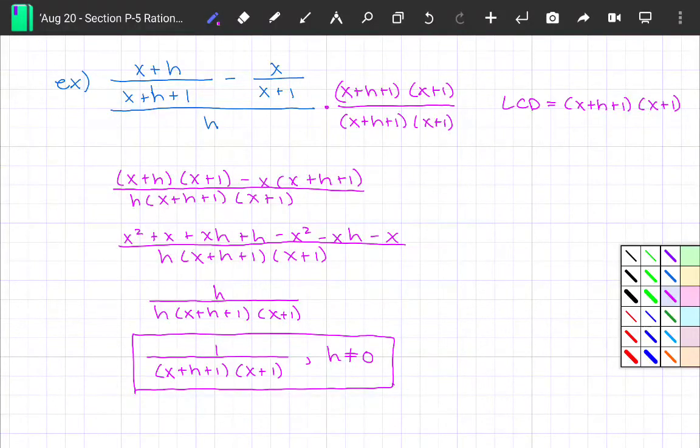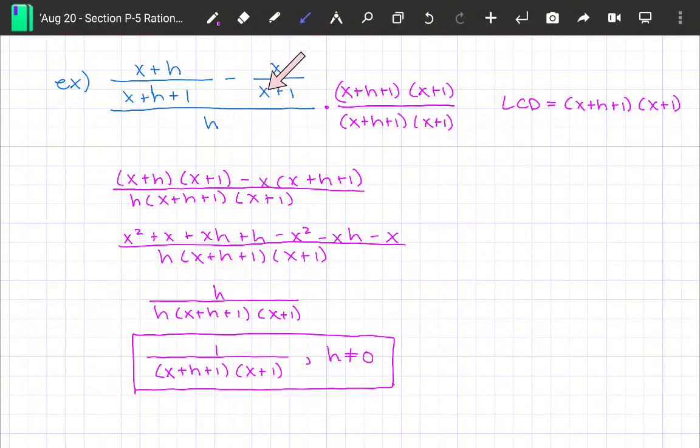All right, let's take a look at this. So this is what you should have gotten. There's so much stuff going on here. My denominators don't factor at all. This doesn't factor. This doesn't factor. But they're not exactly the same factors either, so I need both factors in my LCD. Now remember, that is going to distribute to your numerator.